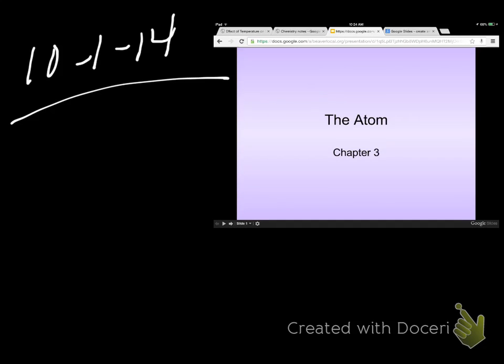So this is chapter 3. It's really just section 3 of chapter 3. But we're going to start to talk about the atom in some more detail. So let's get the basics established.